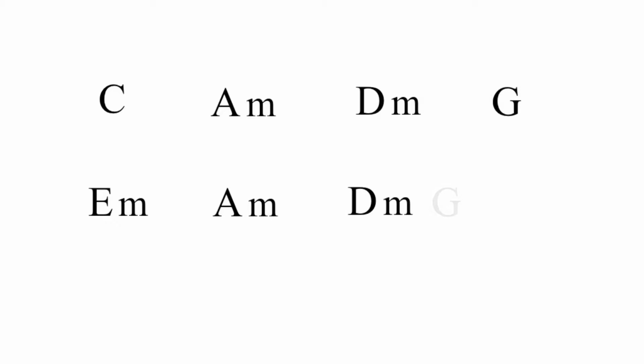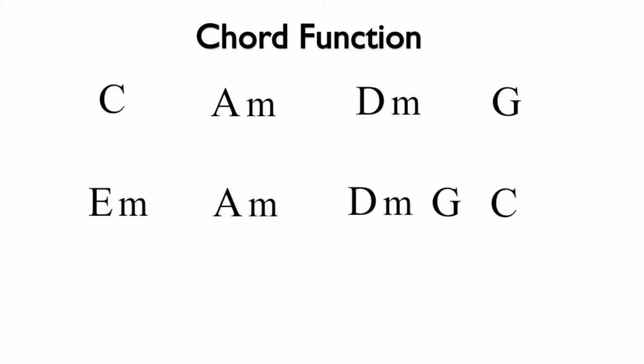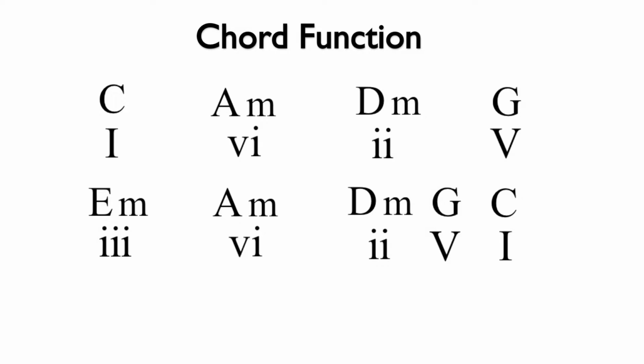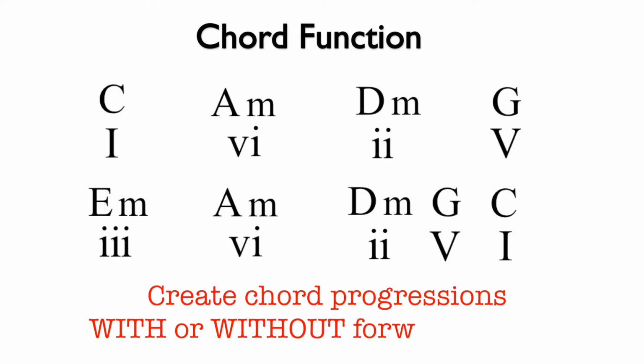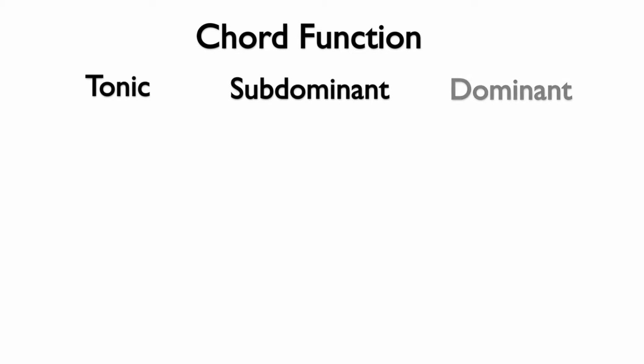In this video, we will learn to create chord progressions based on the concept of chord function. By following the principles of chord function, we can understand how to create progressions with or without forward motion. Chords within keys function in three primary ways: as tonic, subdominant, or dominant.